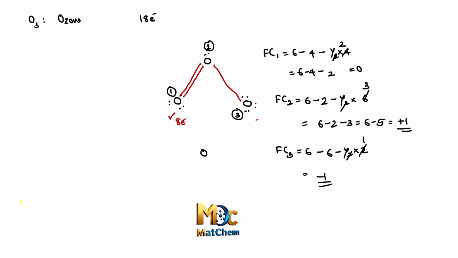So what would be the structure? The structure can become O, O, O. This one has a lone pair of electrons. This one has 2 lone pairs of electrons. This one has 3 lone pairs of electrons and a negative charge. This one has a positive charge. This is the way in which we can draw the structure of the ozone molecule.